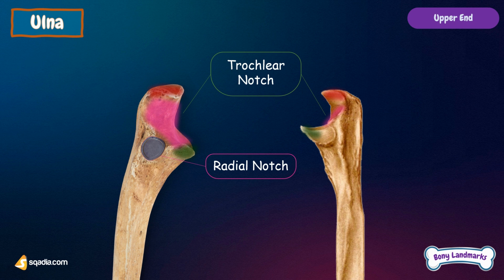Those were the two processes, that is, bony projections of the ulna. As for the two notches, the trochlear notch forms an articular surface that articulates with the trochlea of the humerus to form the elbow joint. The radial notch articulates with the head of the radius to form the superior radioulnar joint.